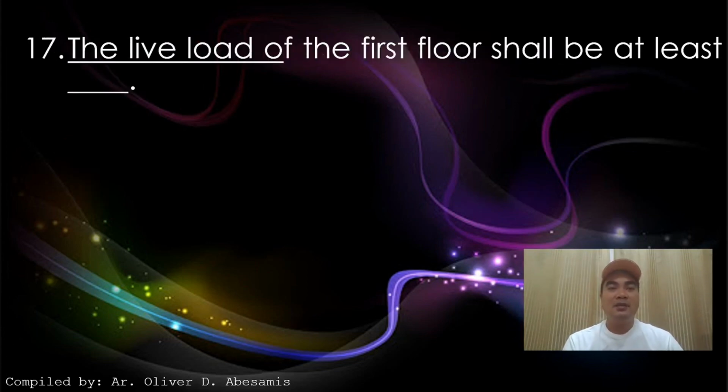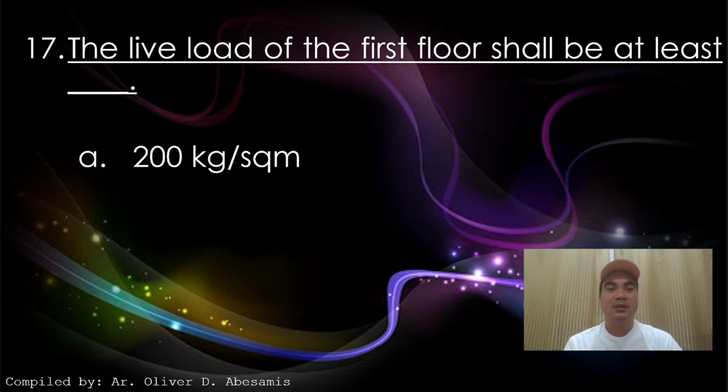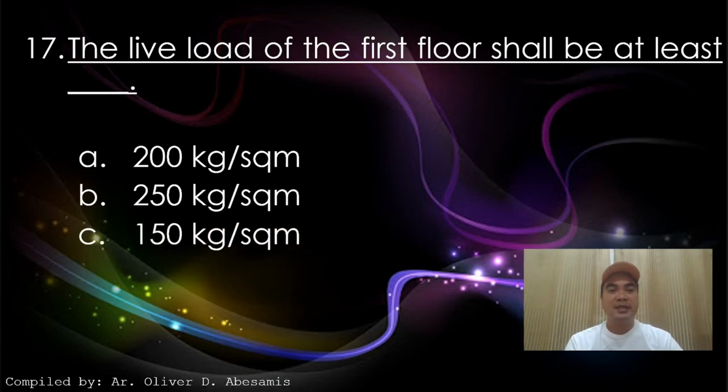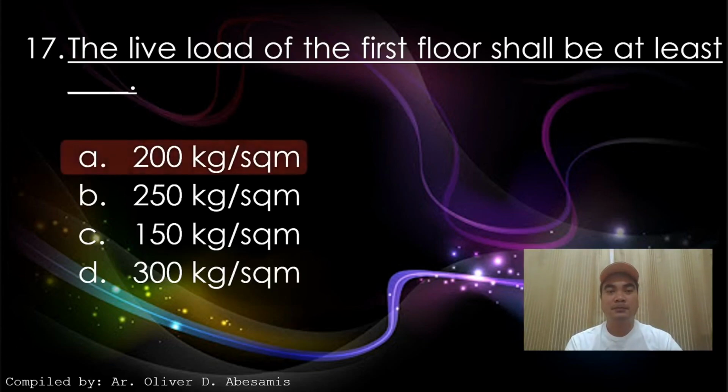17. The live load of the first floor shall be at least blank. A. 200 kg per square meter. B. 250 kg per square meter. C. 150 kg per square meter. And D. 300 kg per square meter. Answer? A. 200 kg per square meter.